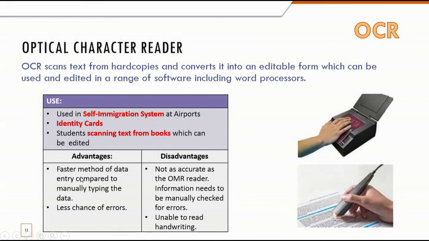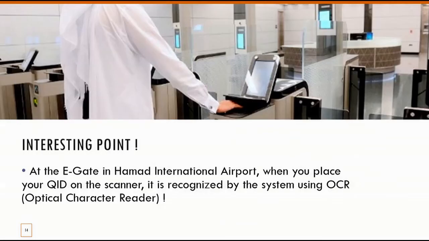The advantage is that it is a faster method of data entry compared to manually typing this data, and there is less chance of errors. But the disadvantage is that it is not as accurate as OMR because these are characters and not just marks, right? And this OCR also cannot read handwriting. It has to be very properly printed text for OCR to be able to read it.